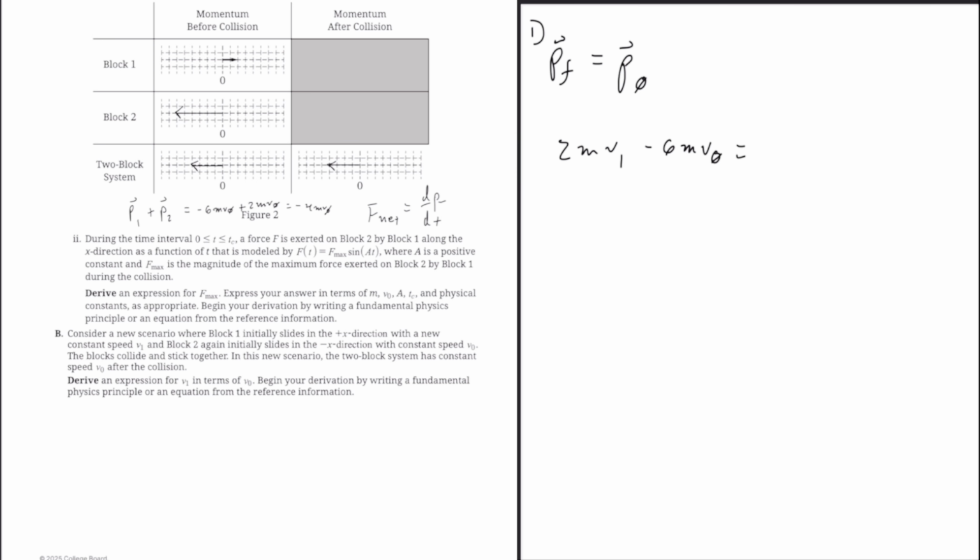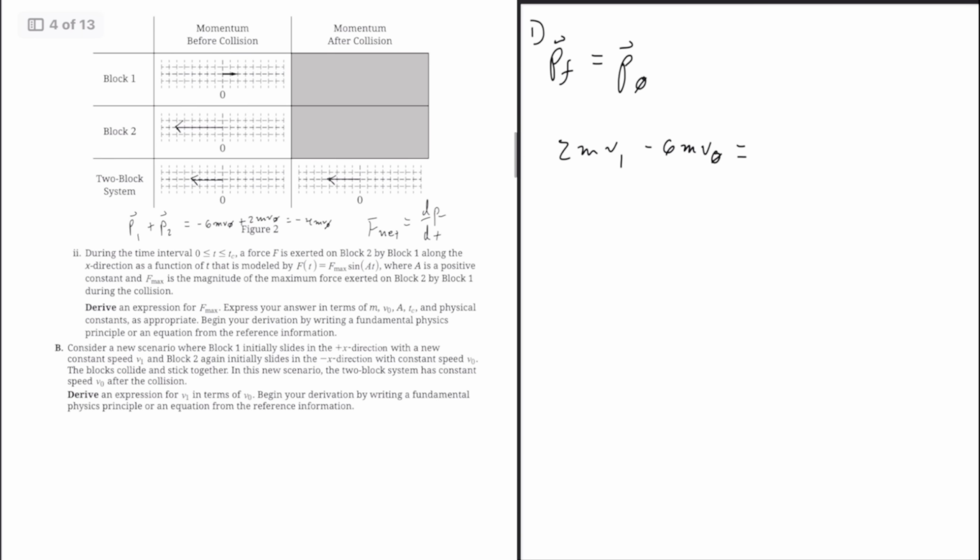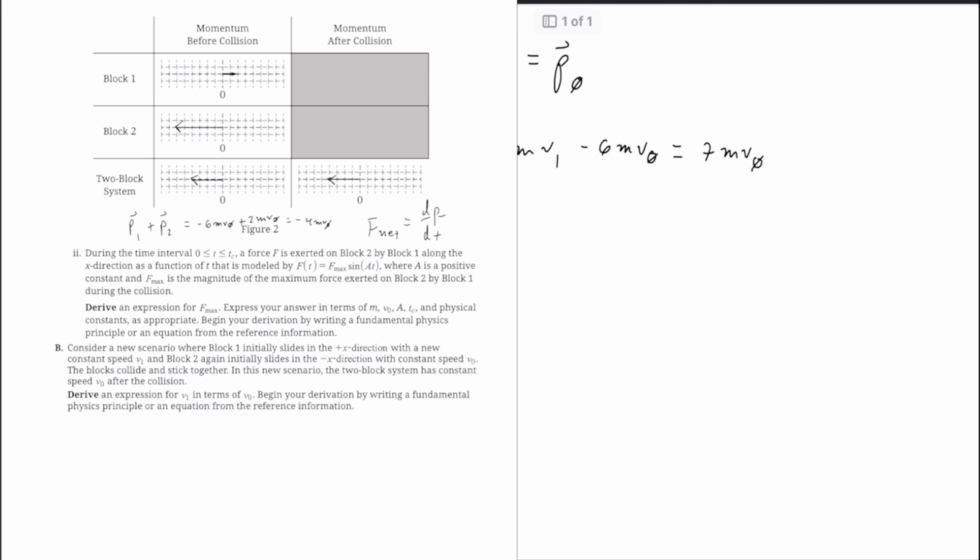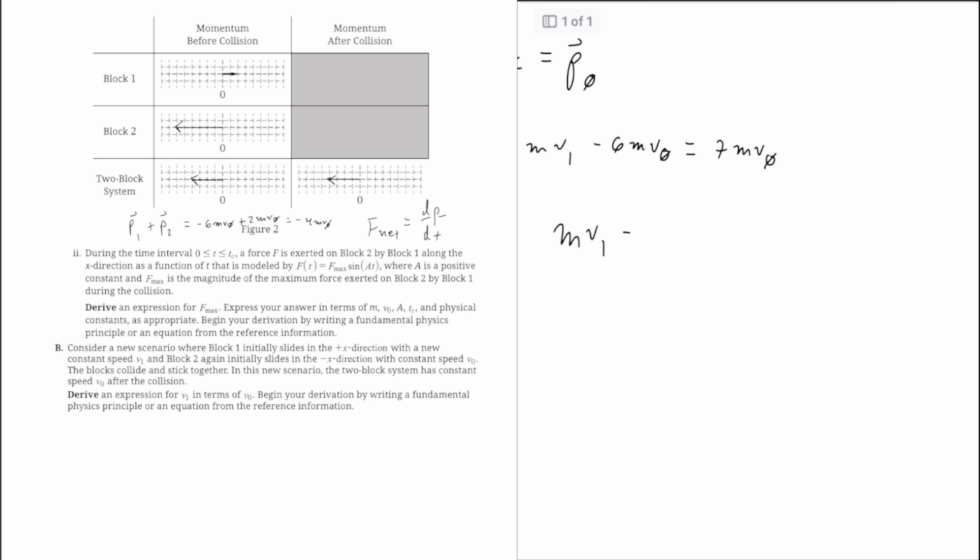And that has to equal to, now they stick together. So now the two-block system has a constant speed of v0 after the collision. So now the two-block system, after they stick, that means their masses add. So their masses add up to, oh, wait, why did I put 2mv1? Oh, my bad, you guys. It's just mv1. That's on me. It is just mv1. mv1 minus 6mv0. Now I add their masses, I get 7mv0. And I put v0 because it says they slide with speed v0 after the collision. So now we're just going to solve this. mv1 equals 13mv0. Cancel the m's.